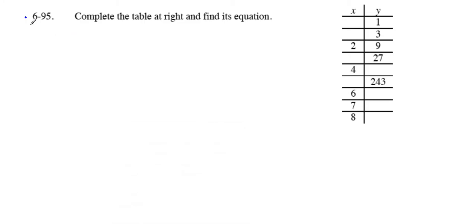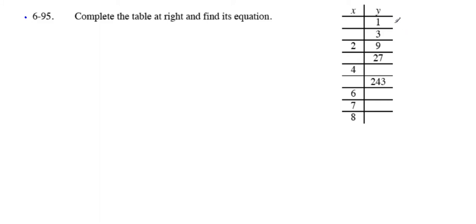All right, 695. Complete the table at right and find its equation. We have a table here. We've got inputs and outputs. And the first thing we want to check is, is there a pattern to the points here? Are we looking for something arithmetic? Is it geometric in terms of the pattern?